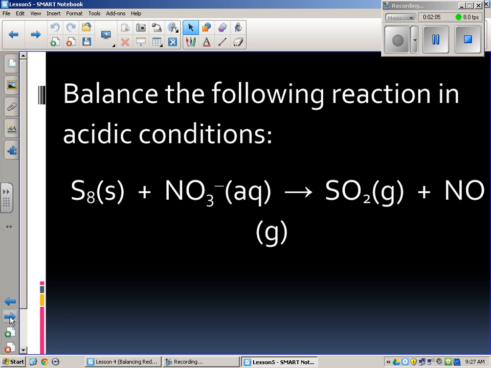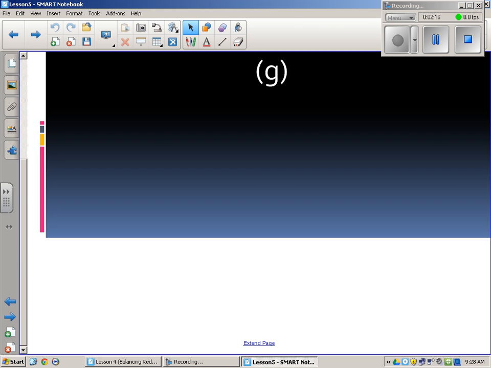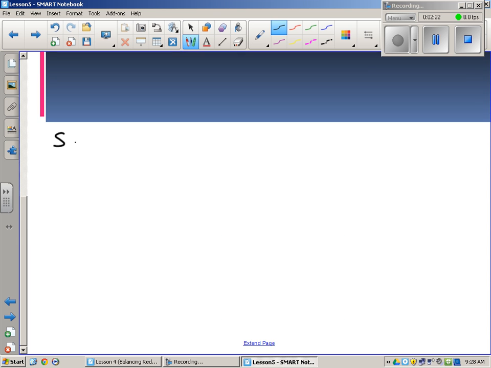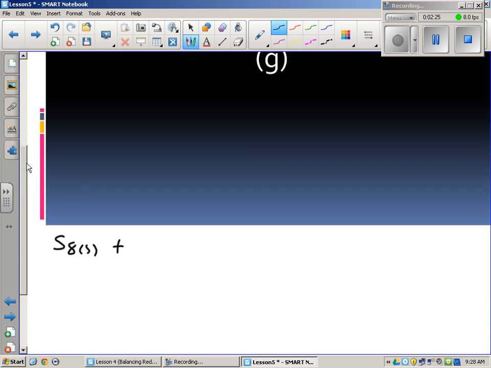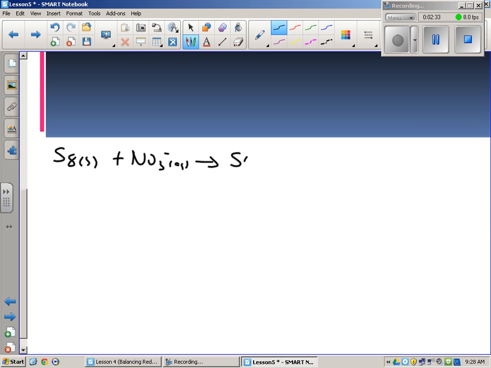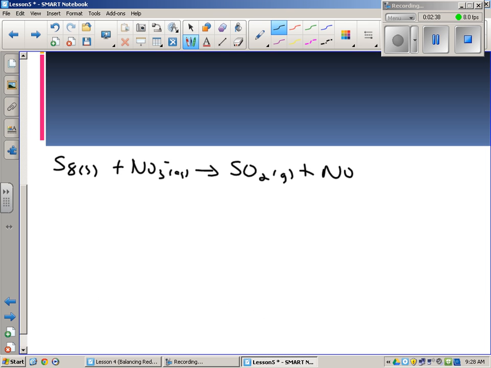So here we go. The first one says balance out the following reaction at acidic conditions. And this is what we have here. Let me just write this out real quickly. S8, so I can see it, and NO3−, and SO2, and NO. So we're going to take this and divide it into two half reactions first.